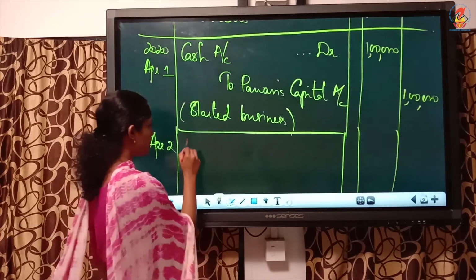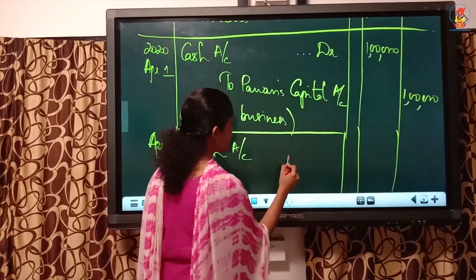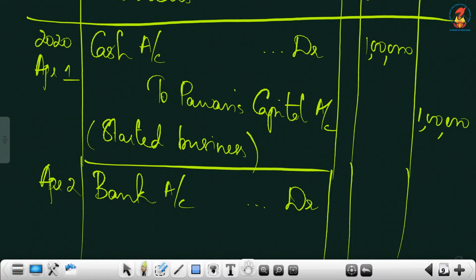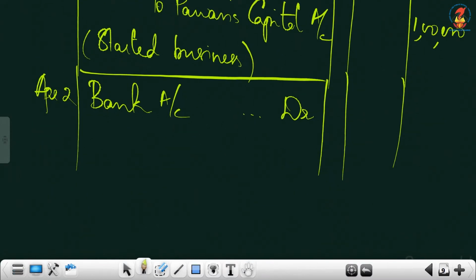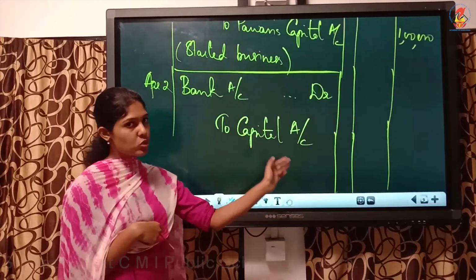So what should be debited? The bank account should be debited. What should be credited? We have to pay this amount later to the owner, and for that we have already opened the capital account, so we will add this amount also in the capital account. So this is the journal entry. You opened bank account, and since it is from savings account, you are writing it as to capital.